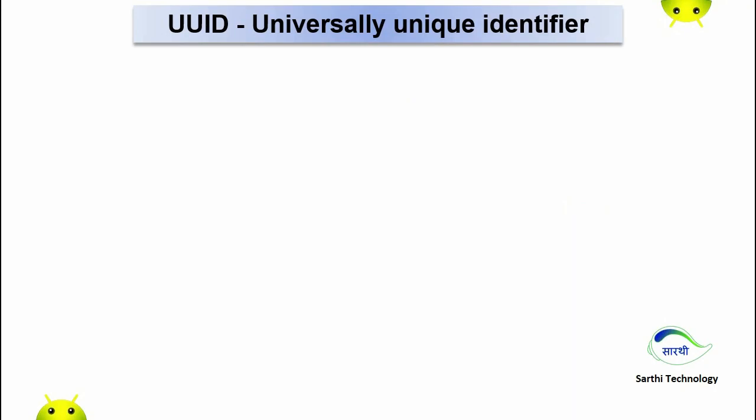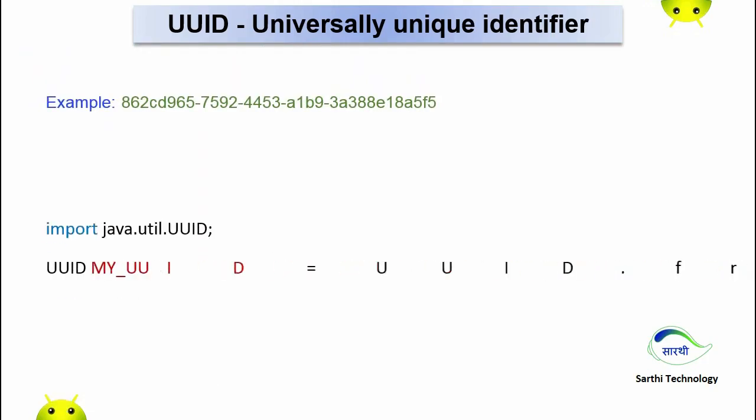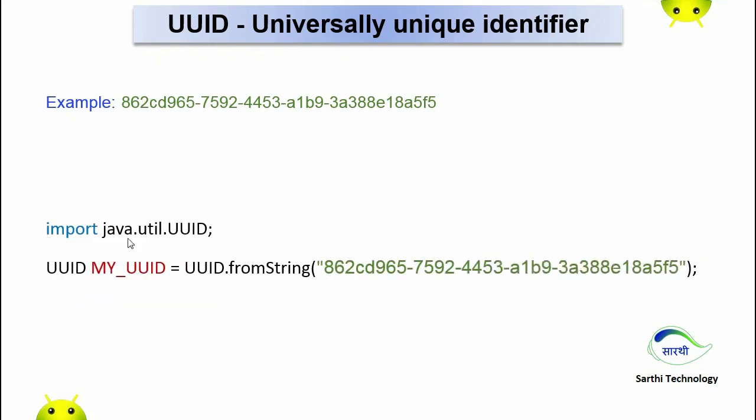So one of these is UUID, the universally unique identifier. UUID is a 128-bit number used to identify information in a computer system. To create a UUID object in Java, we can import java.util.UUID, and here UUID, then object name, and after the equal to sign UUID dot fromString, and here we will provide the UUID. Lots of applications and websites provide services to create UUIDs free, so let's have a look how to create one.